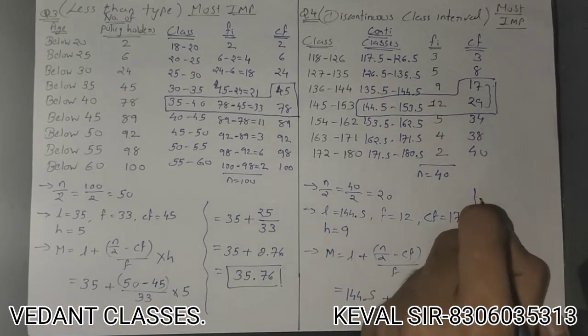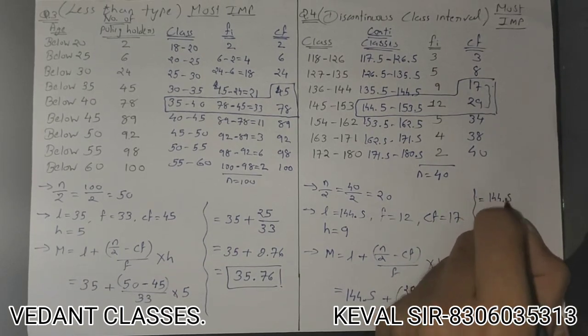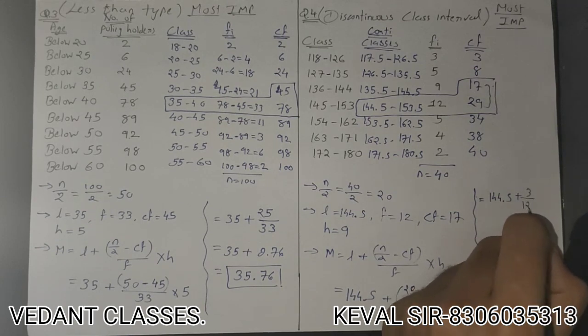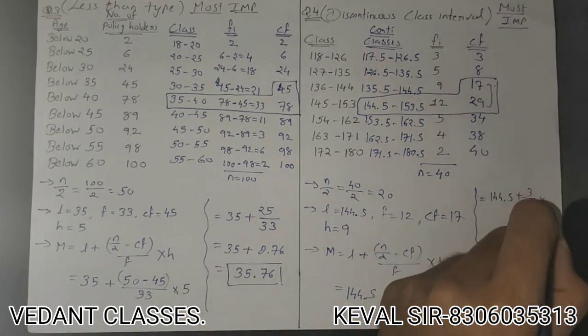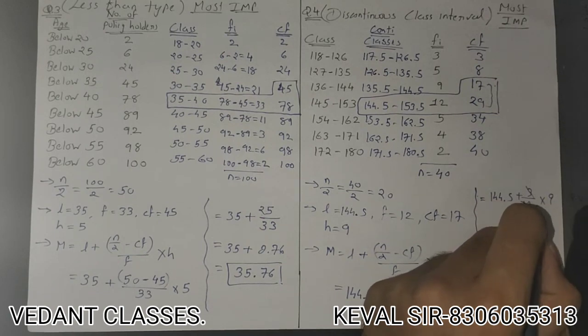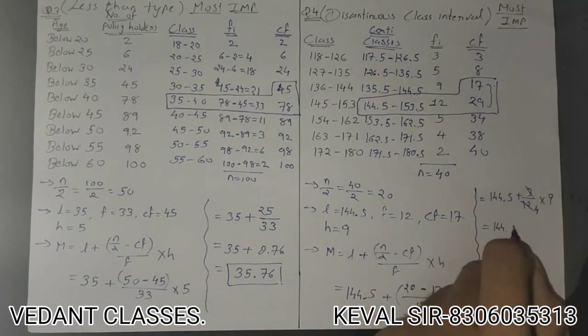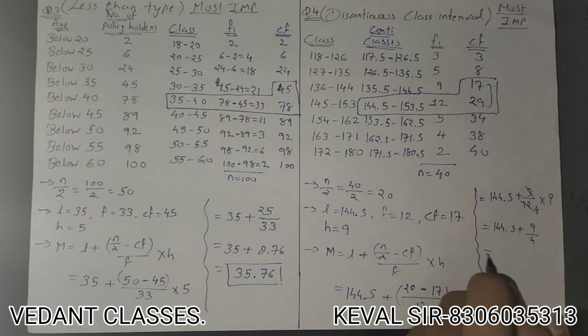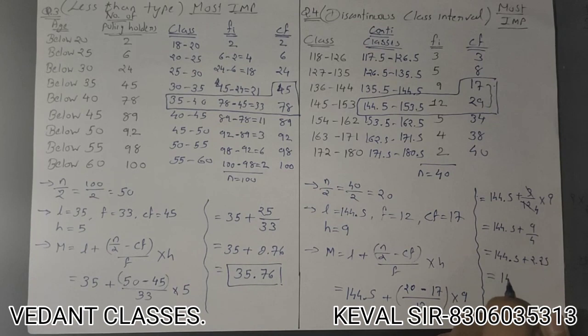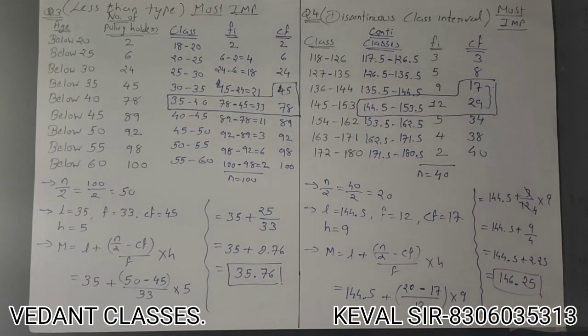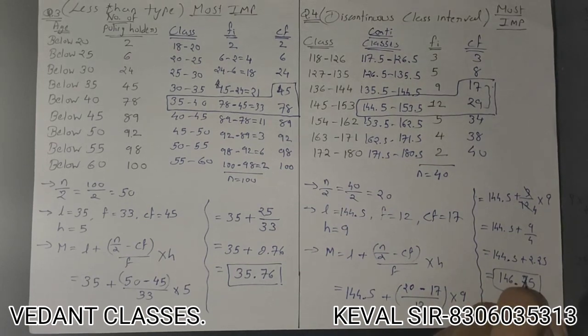So it will be 144.5, subtracting this 2 will get 3, so this will be 3 upon 12 into 9, so 1, and this will be 4, so 144.5 plus 9 by 4, so this will be 144.5 plus 2.25, so answer will be 146.25. Okay, sorry, it will be 146.75. Okay, now let's solve the next questions.